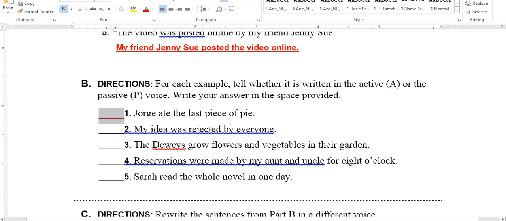George ate the last piece of pie. George, the subject, makes what verb, what action? Ate. What is the object? The last piece of pie. So this would be in the active voice. Okay.